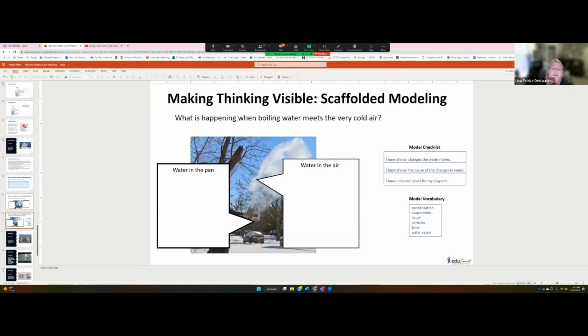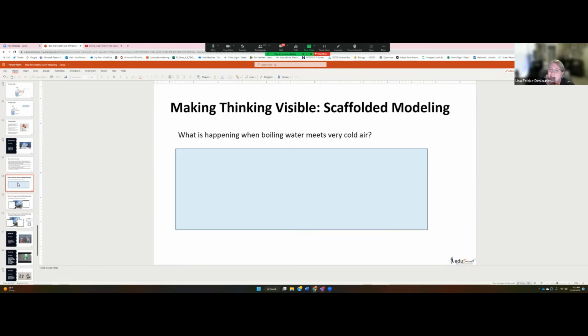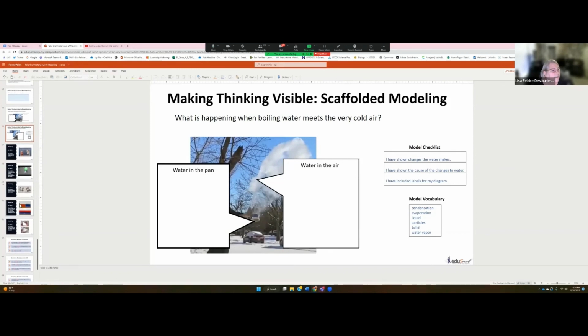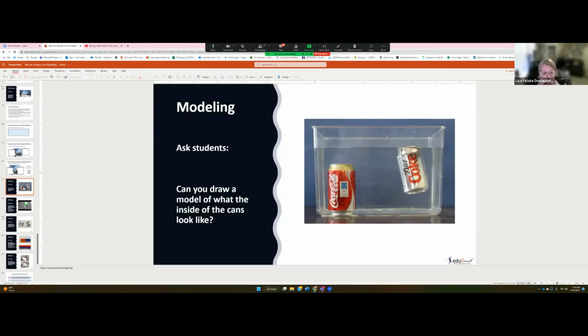And then hopefully they'll be able to move to this kind of modeling, to eventually this kind of modeling. And the whole idea is to make their thinking visible. And all of these models can do that. It's just they have different degrees of scaffolding. So we're running a little low on time, so I'm not going to spend too much time on these others. I just wanted to give you more examples.